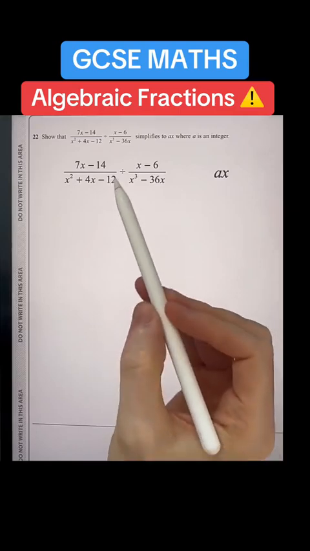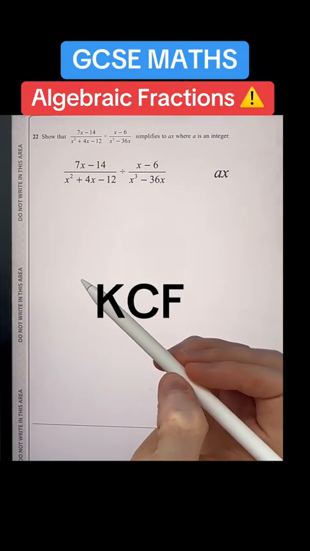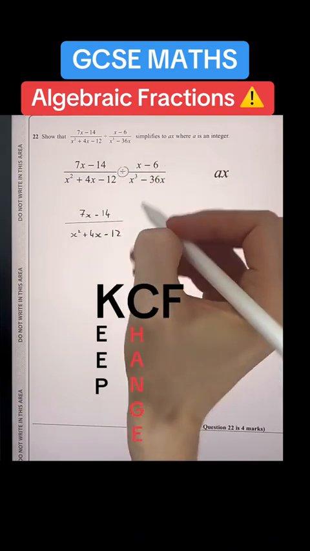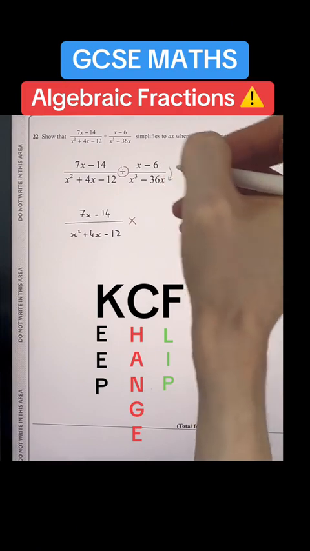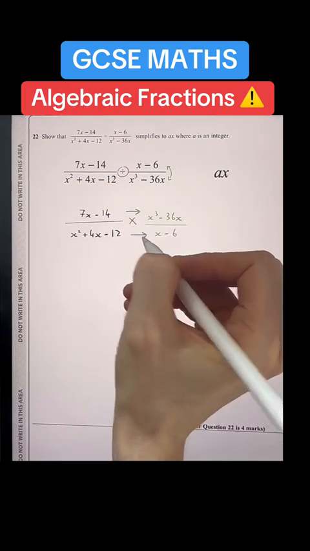Our golden rule when dividing fractions is to remember KCF. K stands for keep. We keep the first fraction. C stands for change. We change the divide into multiply. And F stands for flip. We flip the second fraction. We love multiplying as we just multiply the tops and multiply the bottoms separately.